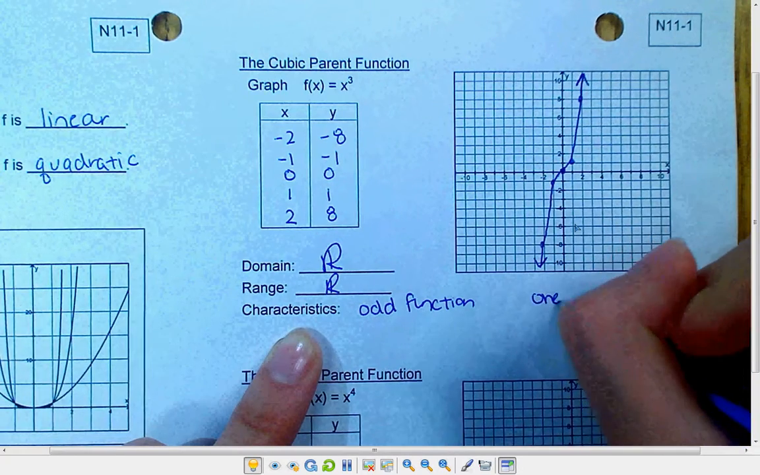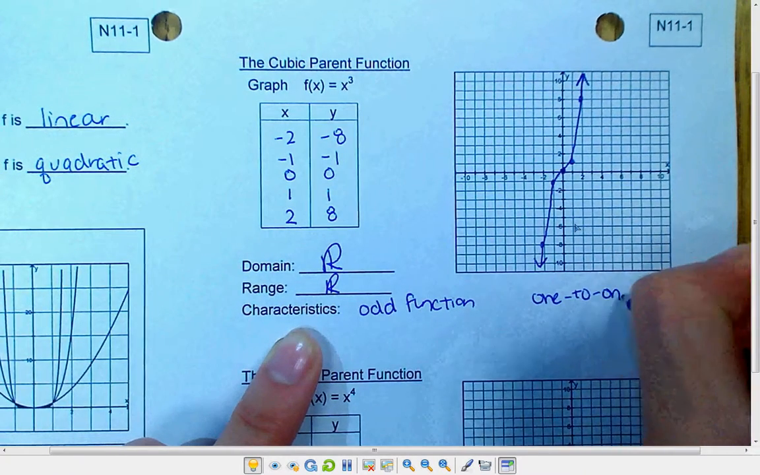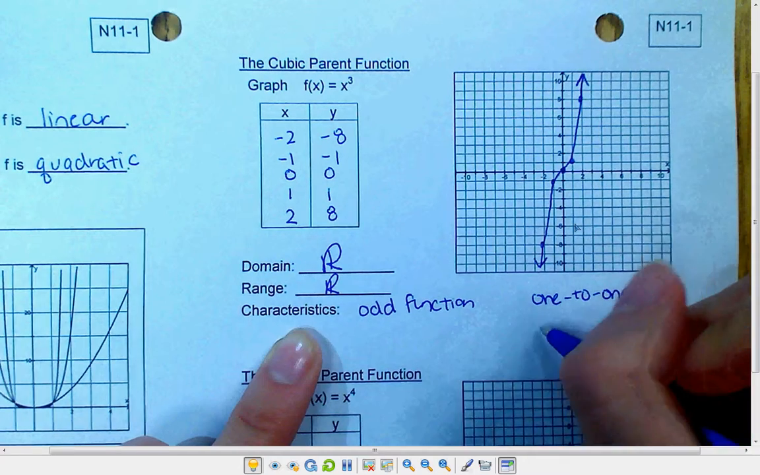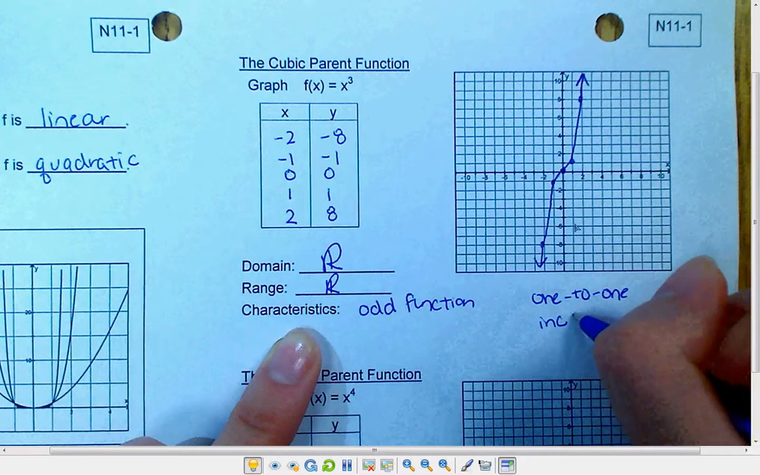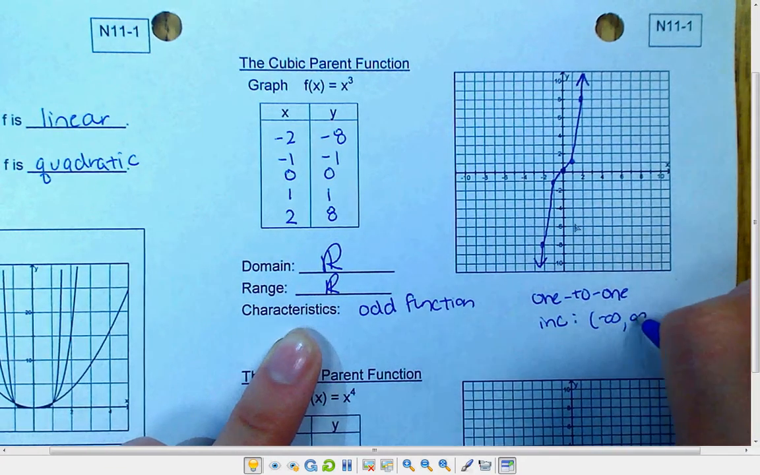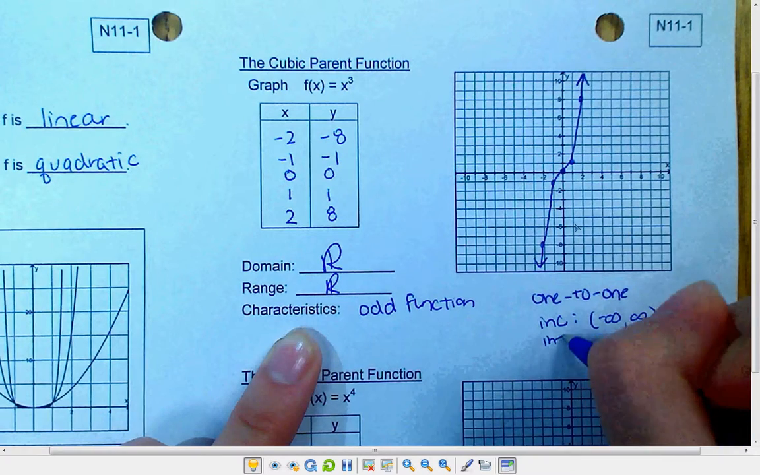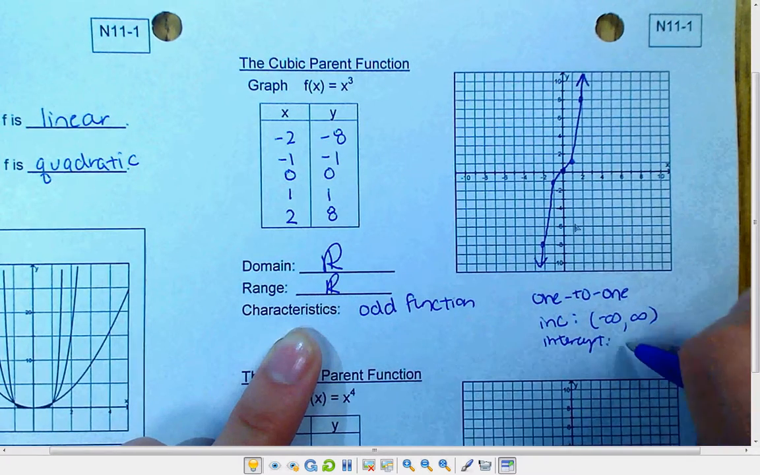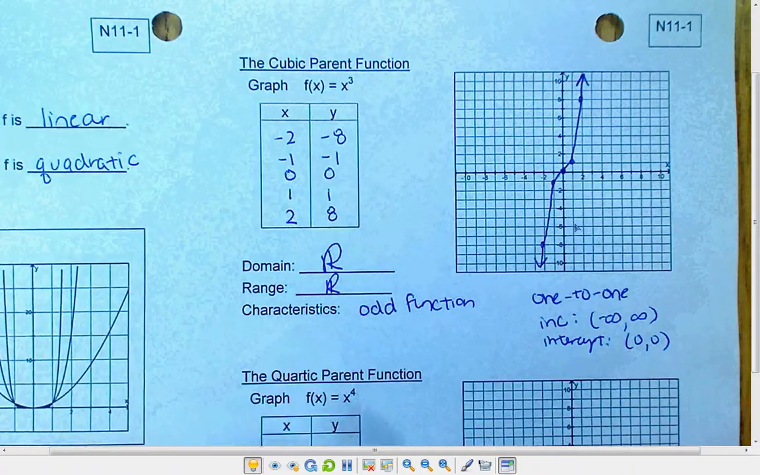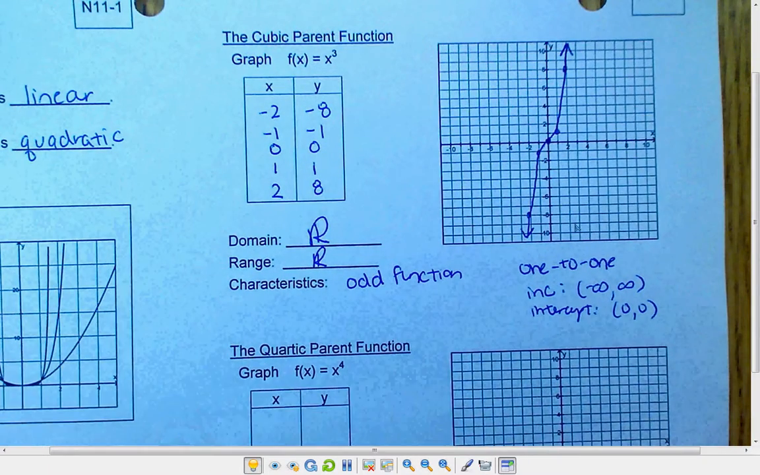It's also one-to-one because it passes both the horizontal and the vertical line test. It's increasing the entire way, so from negative infinity to infinity. And there is an intercept at 0, 0. So those are the characteristics of the cubic parent function.